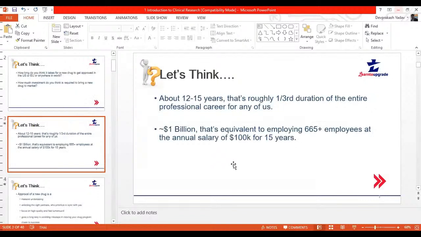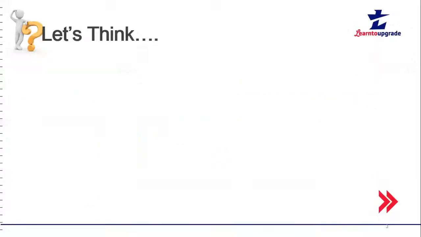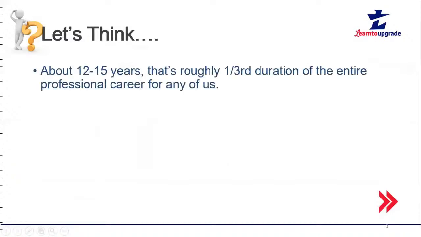So basically, it takes about 12 to 15 years roughly. If we calculate as per our professional career, it is roughly one-third of our entire career, which is expected to be 30 to 40 years, depending on how early we start and how long we can go. In clinical research, we can see almost 3 to 4 drugs come to the market in an entire career.